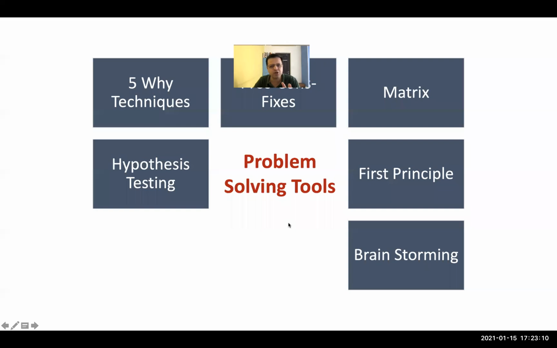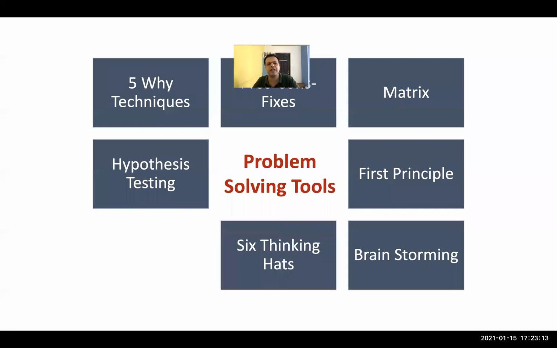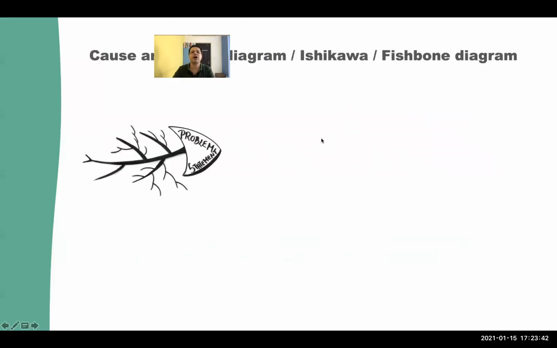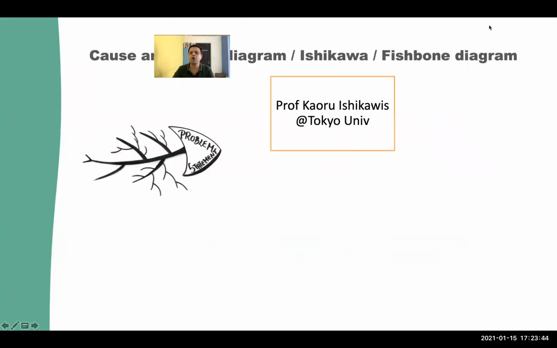I'm going to talk about brainstorming, and I will also talk about six thinking hats and the cause and effect diagram. Now, the cause and effect diagram is a very interesting one, and I have used it in my problem solving approaches as recently as a month back. It is also called a fishbone diagram, or the Ishikawa diagram. The background is something like this. It was proposed by Professor Ishikawa from Tokyo University.